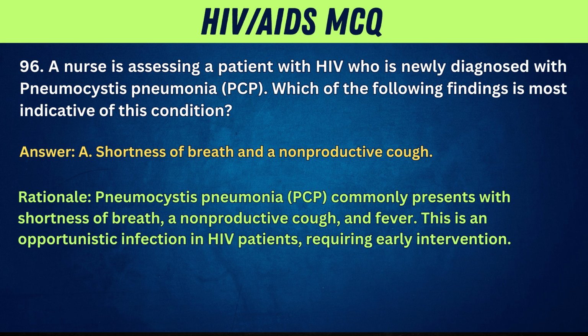Rationale: Pneumocystis pneumonia, PCP, commonly presents with shortness of breath, a non-productive cough, and fever. This is an opportunistic infection in HIV patients, requiring early intervention.